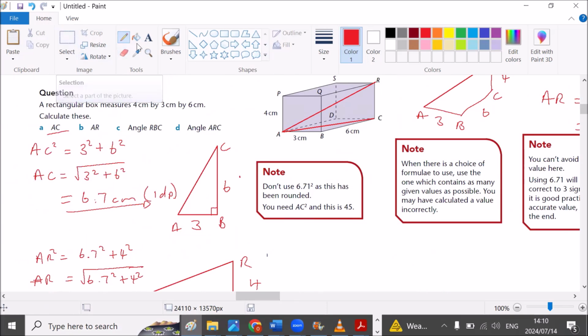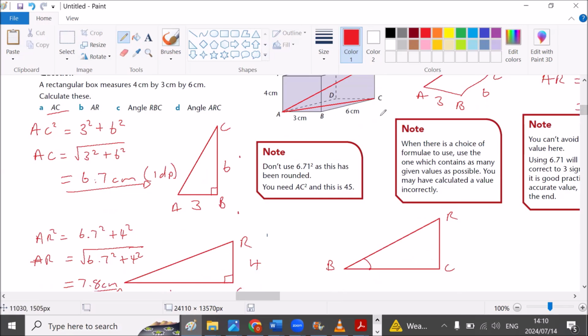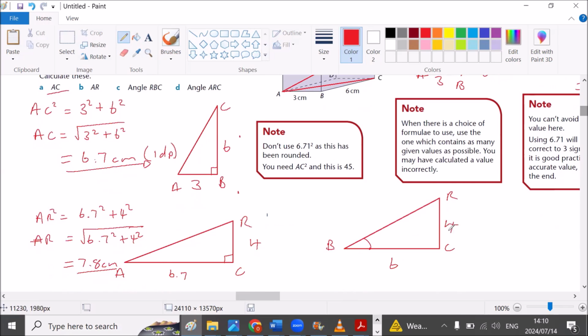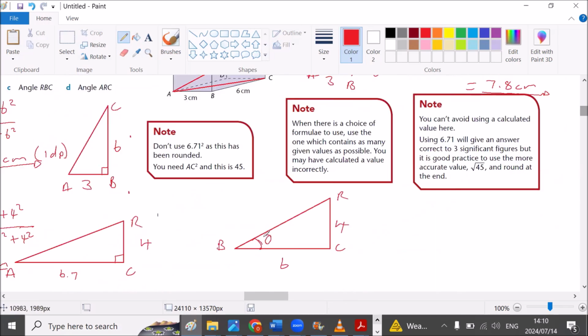Angle RBC. So we have this triangle, R there, B there, C. So this is the angle we are looking for. And we are given this side BC is 6 centimeters and RC is the same as PA, which is 4 centimeters. Now, considering this angle, let's call it theta, we have opposite and adjacent. And from our SOHCAHTOA, if we have opposite and adjacent, we can use tan. So we can say tan theta or tan RBC is equal to opposite 4 over adjacent 6.